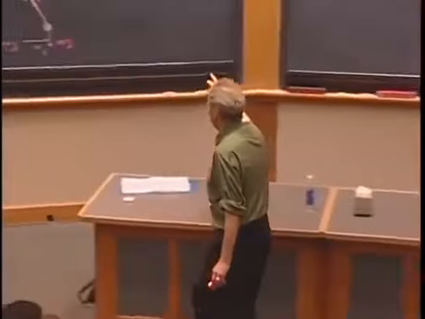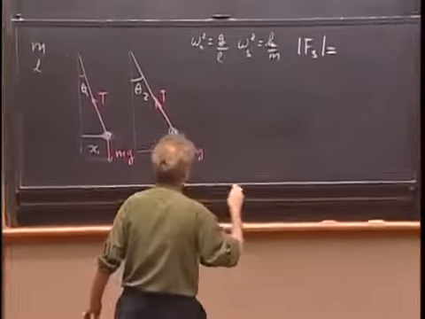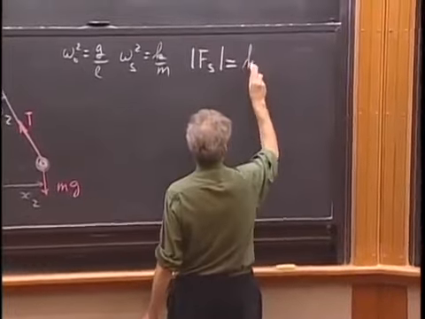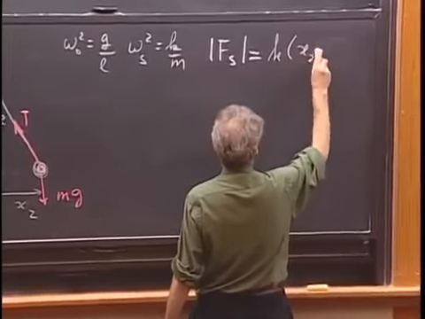I was asking you a question. You can't answer it with a question. So it's going to be x2 minus x1? Very good. The magnitude of that force is k times x2 minus x1.